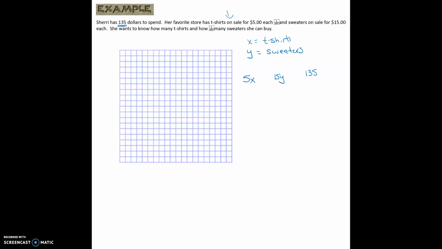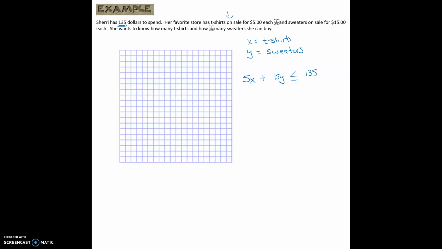Now she can buy both. She can buy both t-shirts and sweaters. And the word "and" we can represent with that plus sign. Now those sweaters and t-shirts have to be less than or equal to $135.